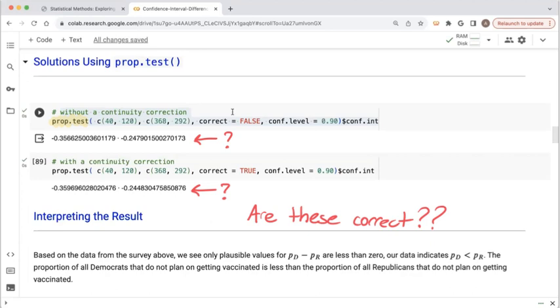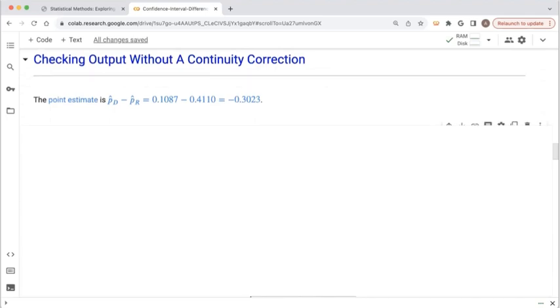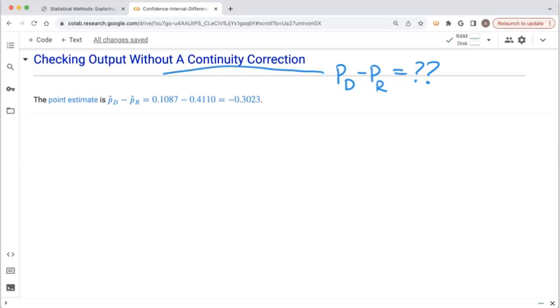So let's first take a look at how this calculation would work without applying a continuity correction. The first step in constructing these confidence interval estimates is we first find a point estimate for the population parameter that we're trying to estimate. In this case, we're trying to estimate the difference in population proportions, PD minus PR. So a reasonable point estimate would be the corresponding difference in sample proportions, P hat D minus P hat R.